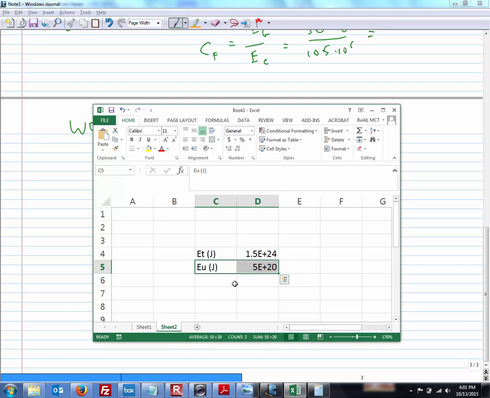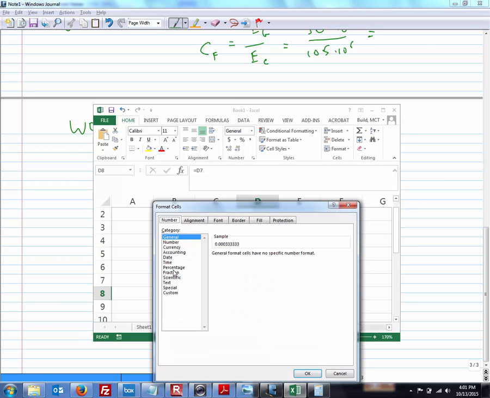So let's look at our capacity factor, if you will. The CF equals this number divided by this number. That's tiny. And we can also do it as a percentage. Equals that. Control 1, percentage.